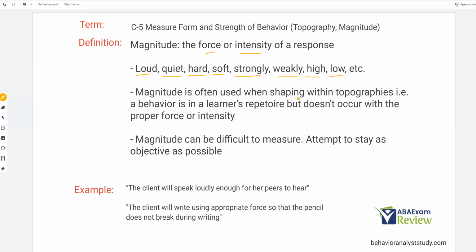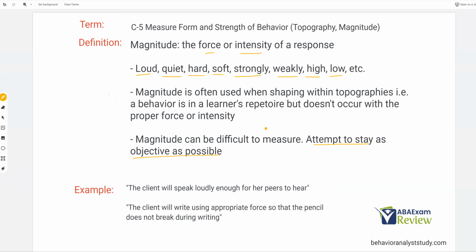So magnitude is often used when shaping within topographies, meaning if I've got a topography I like, I just want them to do it louder, right? Or they're doing it too weakly, then I can shape within topographies to make it stronger. Magnitude can be difficult to measure. Attempt to stay as objective as possible, right? Because if I say, well, I need them to do it more strongly, that can be very subjective, right?